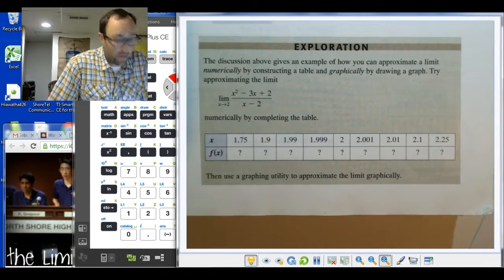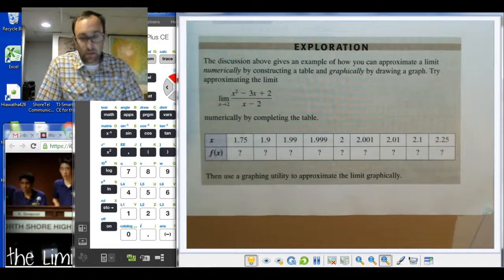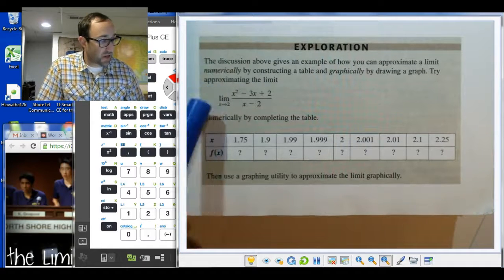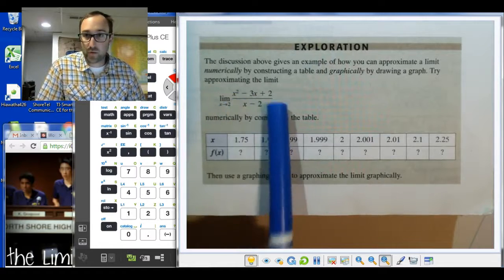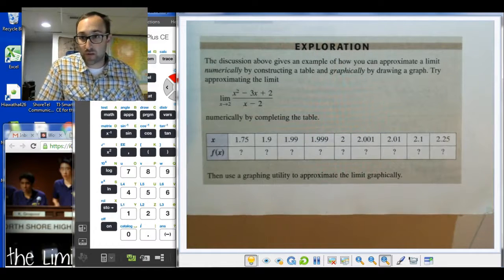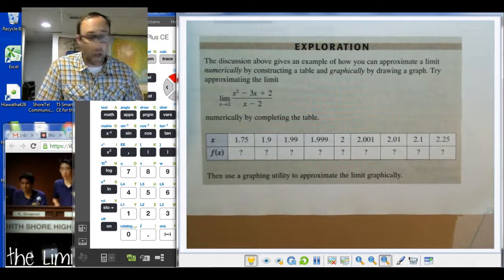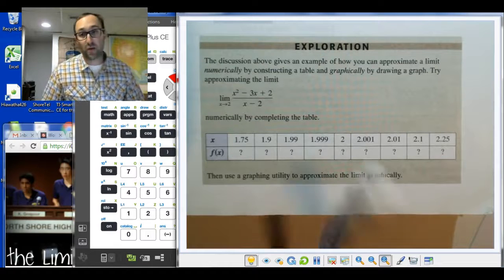The discussion above gives an example of how you can approximate a limit numerically by constructing a table and graphically by drawing a graph. Try approximating the limit as x approaches 2 of x squared minus 3x plus 2 all over x minus 2 numerically by completing the table. Then use your graphing calculator to see the same thing and find the spot where it happens.